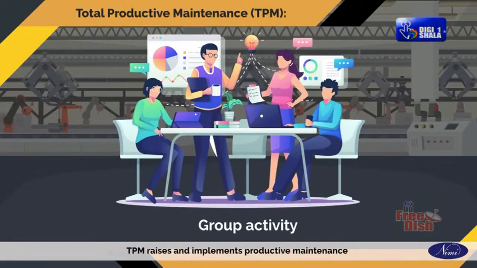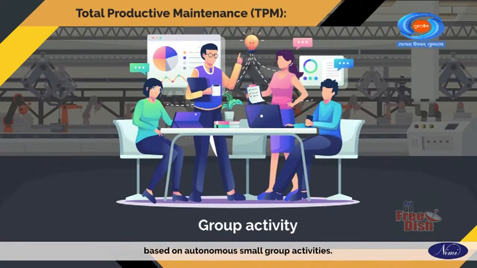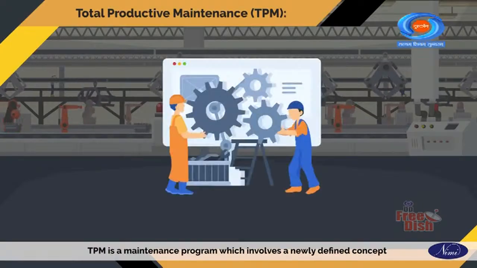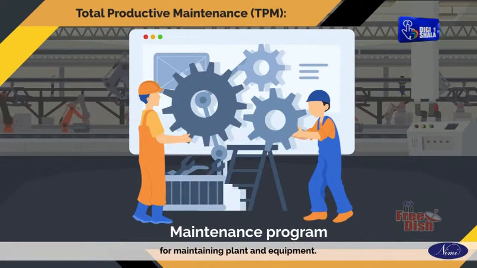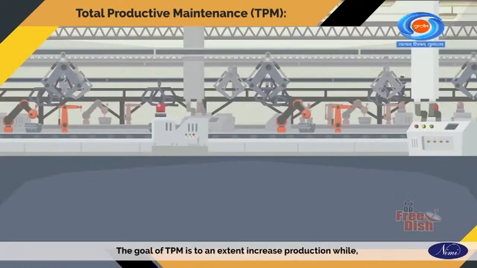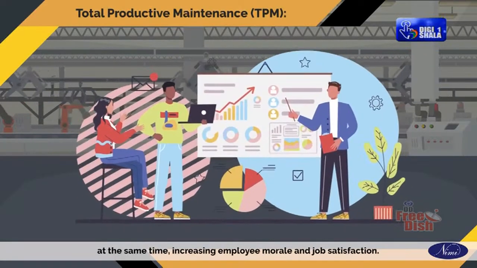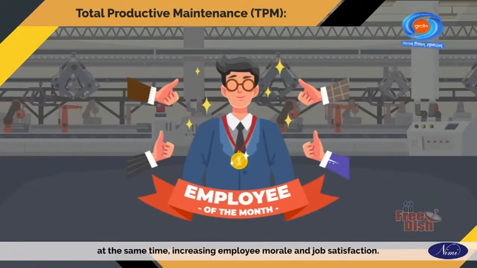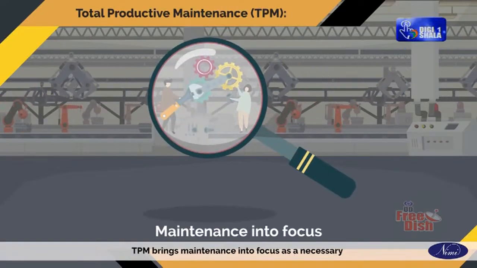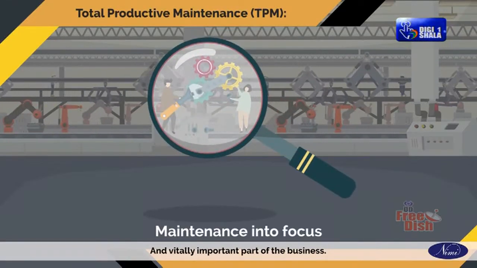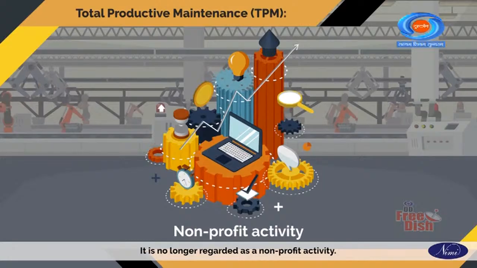TPM raises and implements productive maintenance based on autonomous small group activities. TPM is a maintenance program which involves a newly defined concept for maintaining plant and equipment. The goal of TPM is to an extent increase production while at the same time increasing employee morale and job satisfaction. TPM brings maintenance into focus as a necessary and vitally important part of the business. It is no longer regarded as a non-profit activity.